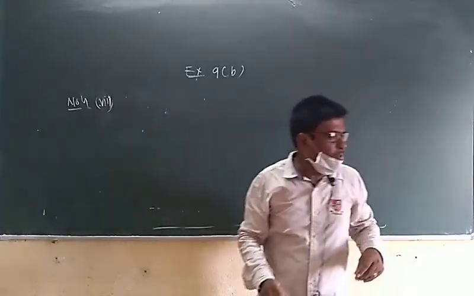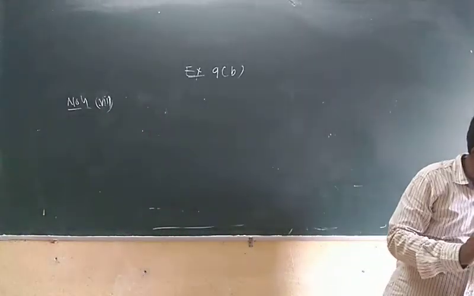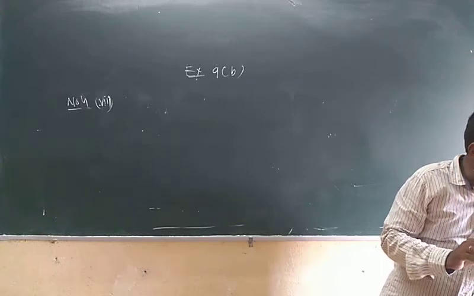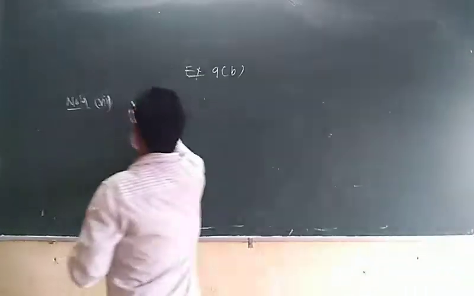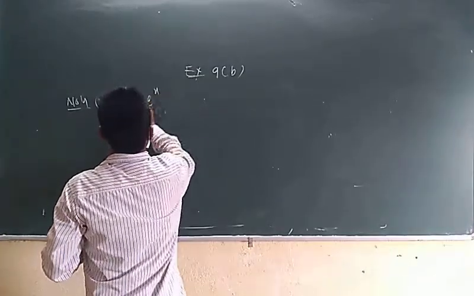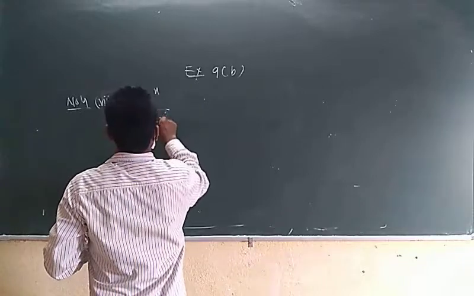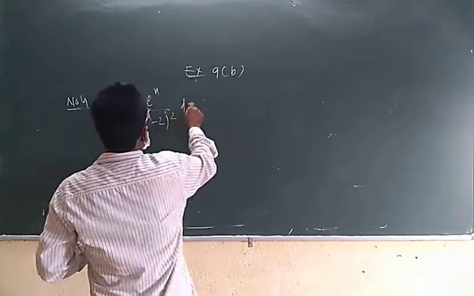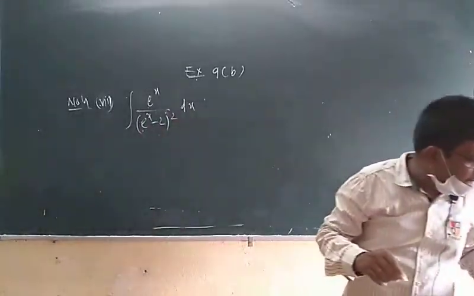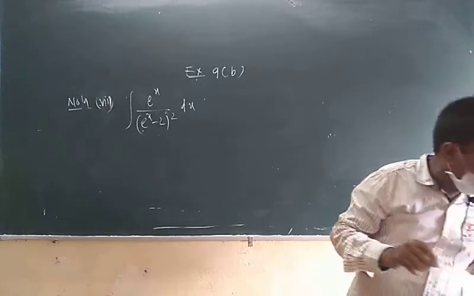v3i is given e to x by e to x minus 2 whole square dx. That is your question.